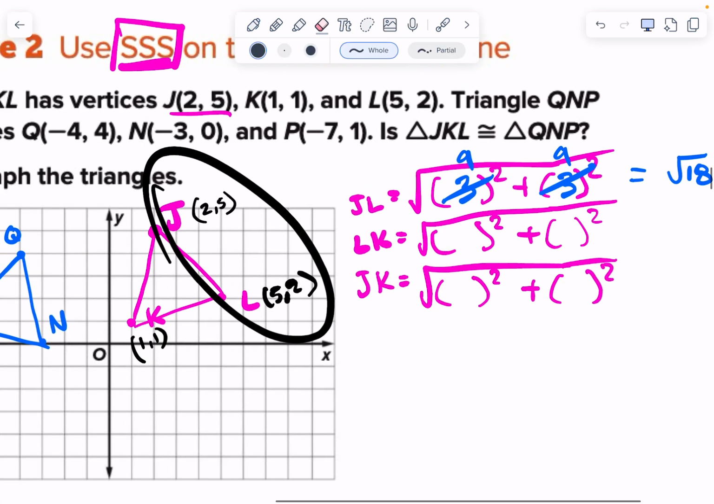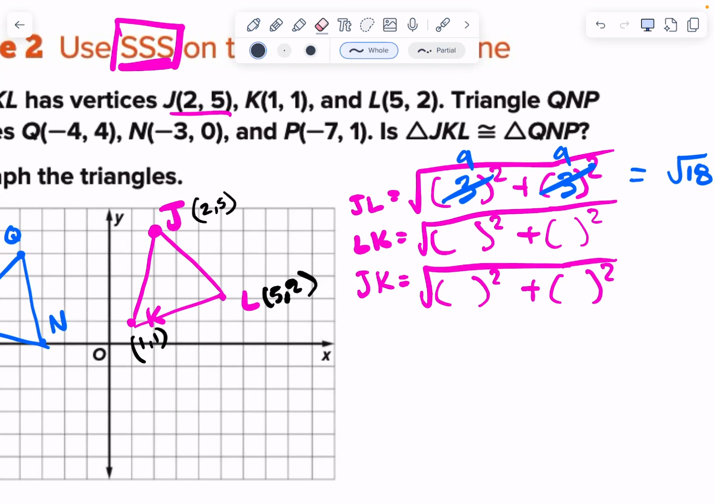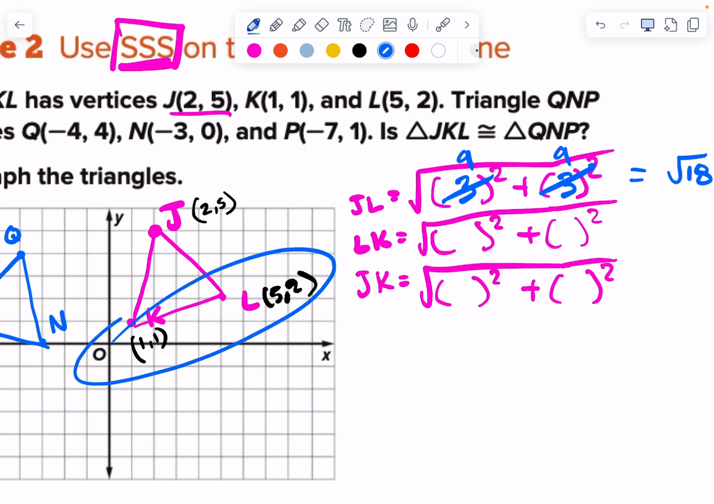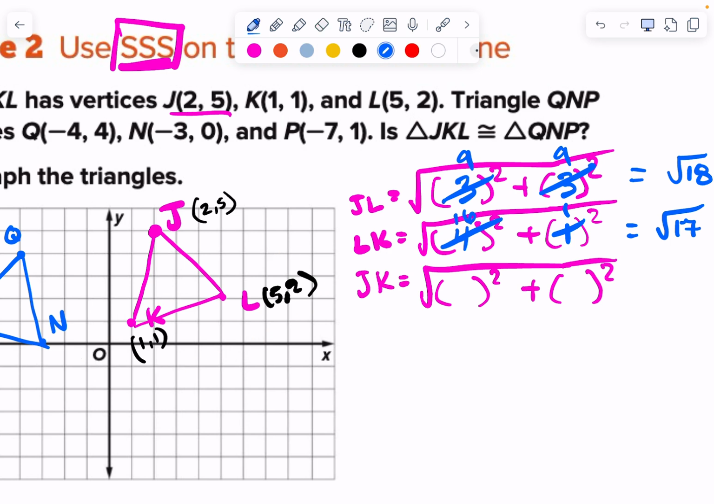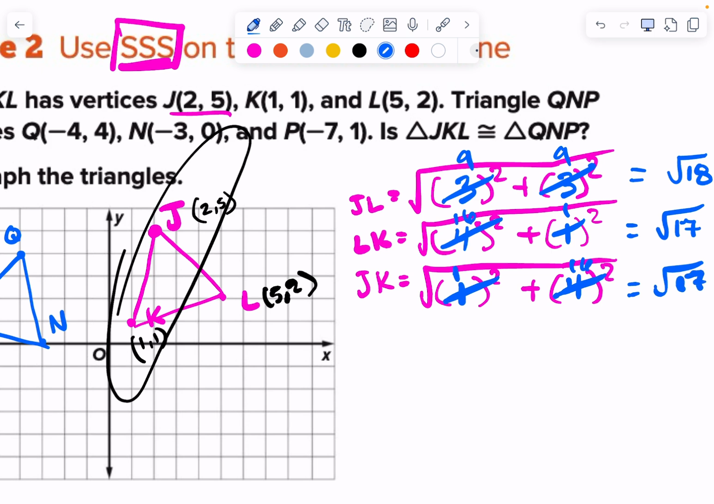Next, we're going to do these two. How far apart is 1 and 5? 4. And 1 and 2? 1. 4 squared is 16 and 1 squared is 1, so this is the square root of 17. Last one is JK. How far apart is 1 and 2? 1. How far apart is 1 and 5? 4. So this is 1 and 16, so that is the square root of 17. So what kind of triangle is this? It's isosceles. Two of the sides are matching.